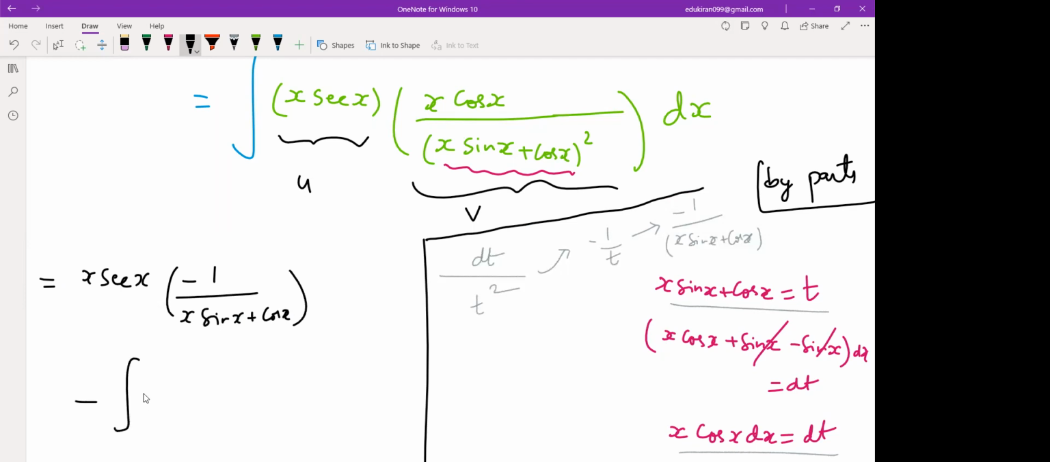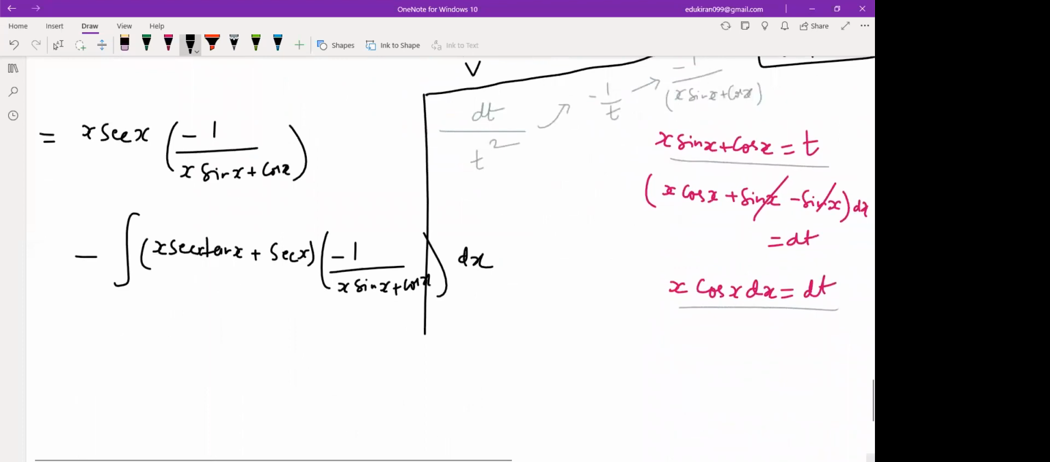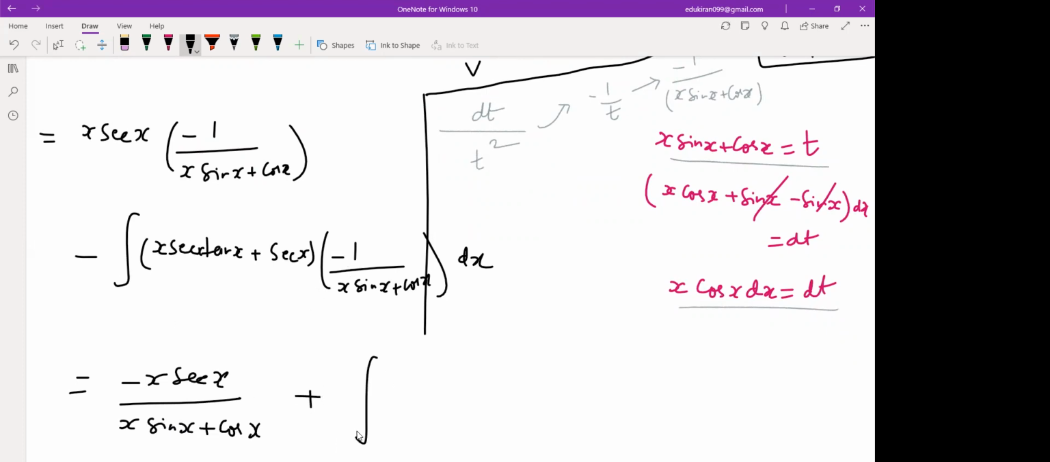Then minus integration, differentiation of x sec x. So it will be x sec x tan x plus sec x into 1. And the integral of the second one is minus 1 by x sin x plus cos x dx. This you will do. Now, after this, it will become minus x sec x by x sin x plus cos x in the first term. And this minus will come outside, it will become plus.